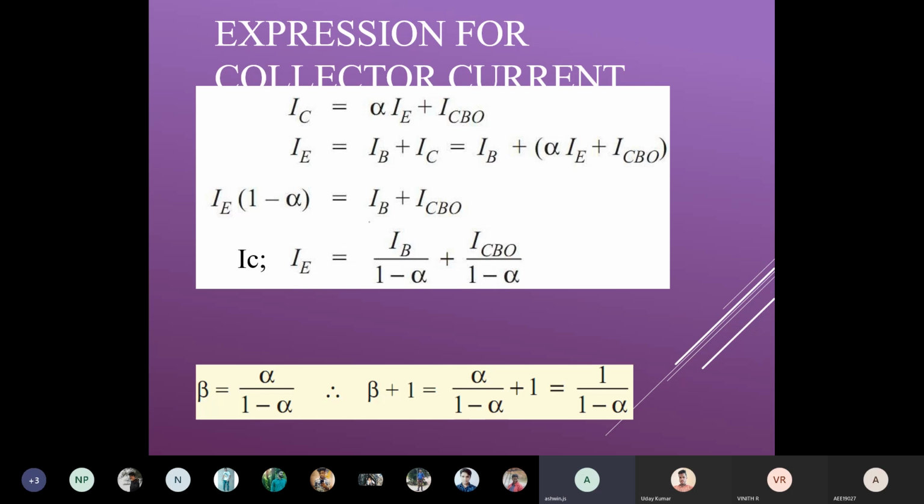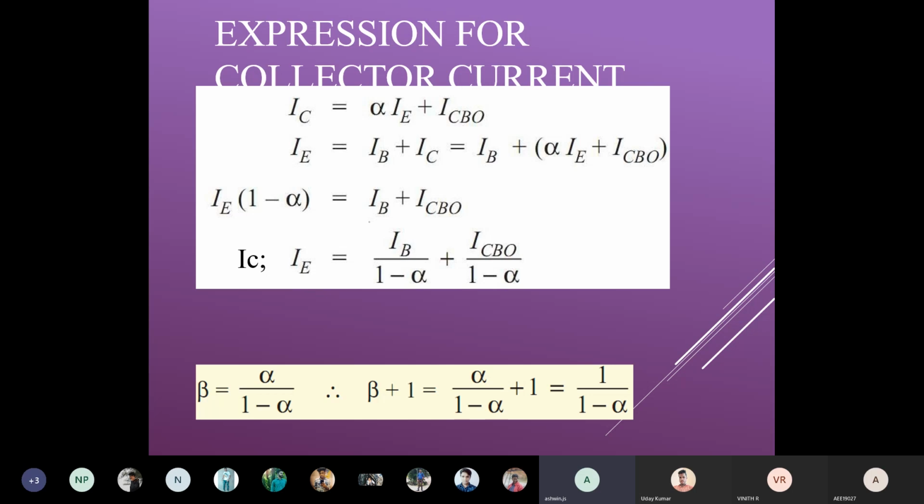And I can use this for the collector current also. So I will rewrite the equation: IE is equal to IC, why? Because IE is approximately equal to IC, both are common. So IC is equal to IE is equal to IB by 1 minus alpha plus ICBO by 1 minus alpha. So this is the current equation, the expression for the common collector configuration.